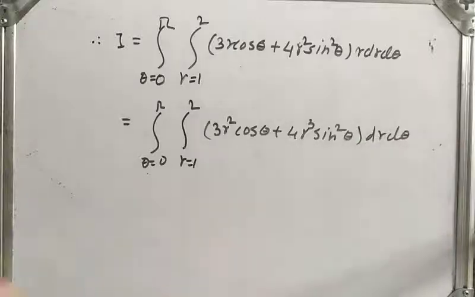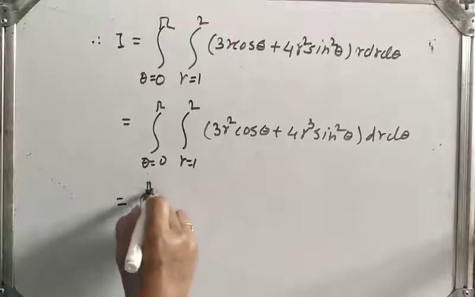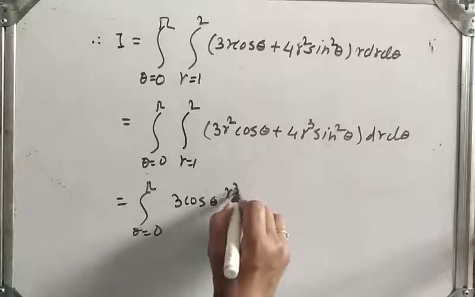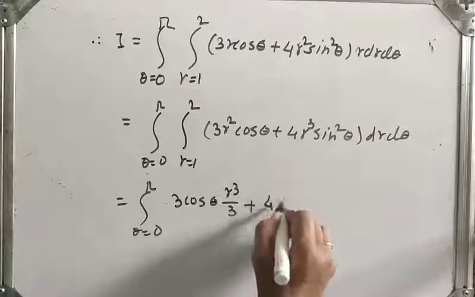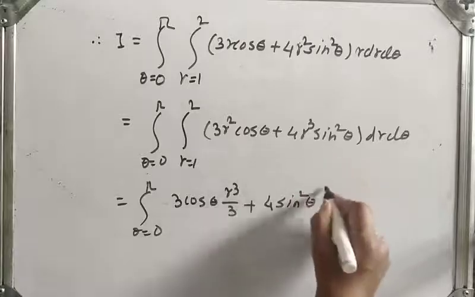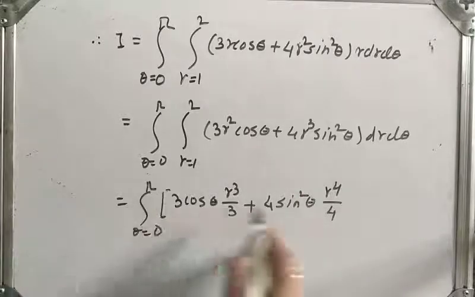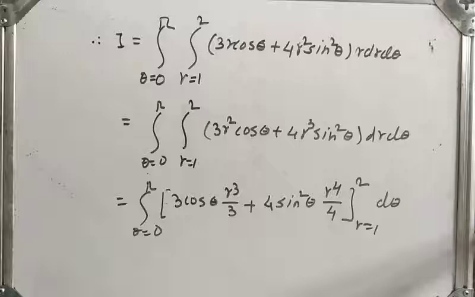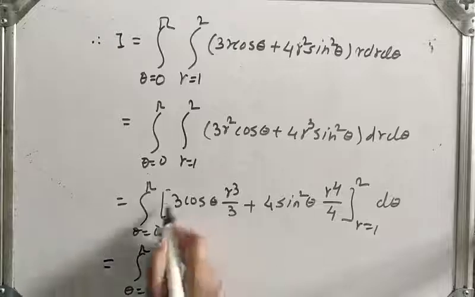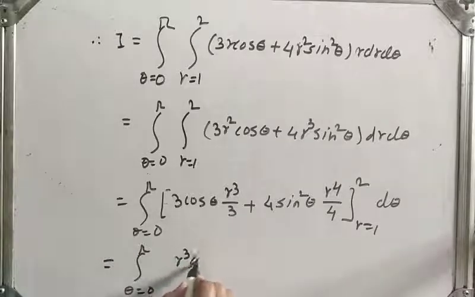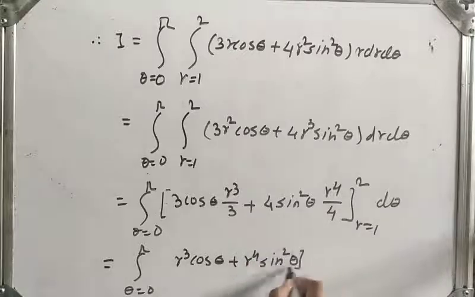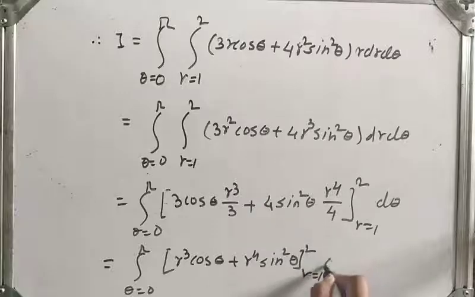First integrate with respect to r. So theta is 0 to pi. 3 cos theta as it is, integration of r square is r cube by 3, plus 4 sin square theta as it is, integration of r cube is r to the 4 by 4, with limits r equal to 1 to 2 d theta, which is equal to, theta is equal to 0 to pi, 3 will get cancelled, r cube cos theta plus 4 will get cancelled, r to the 4 sin square theta with limits 1 to 2 d theta.